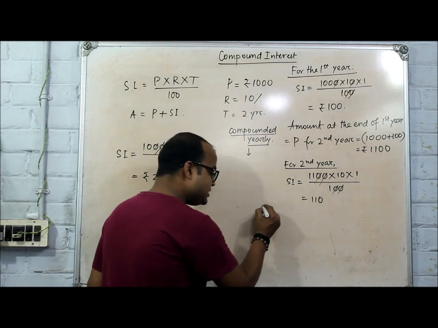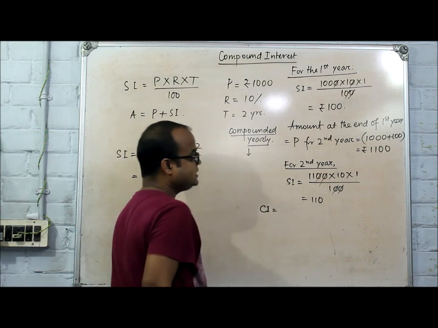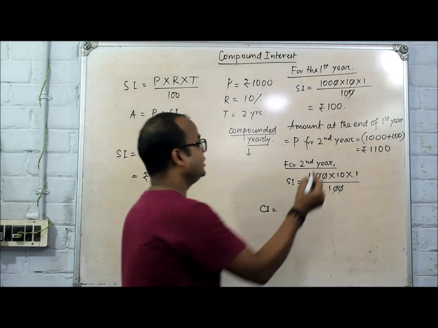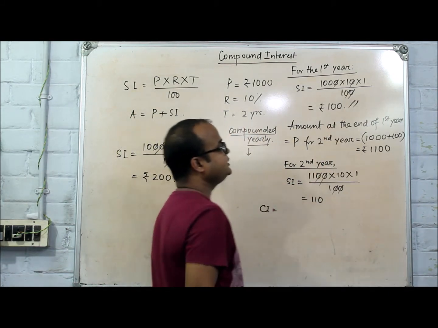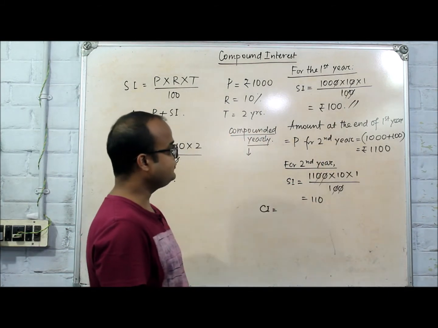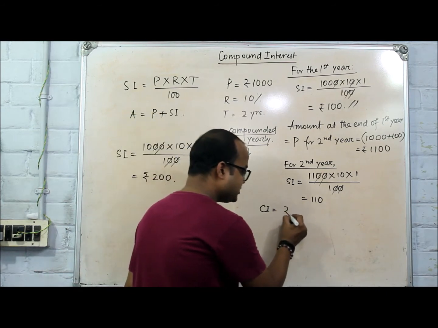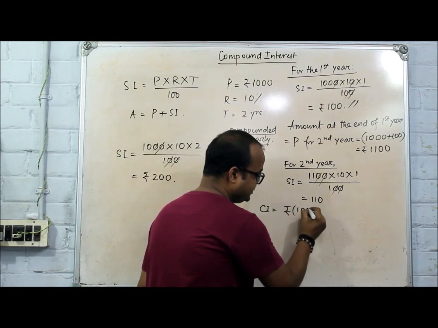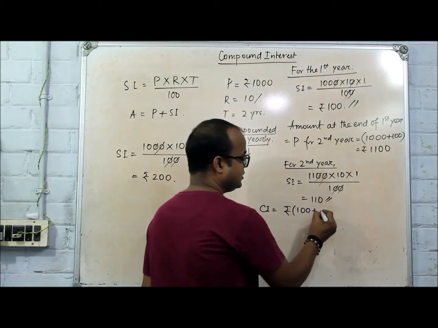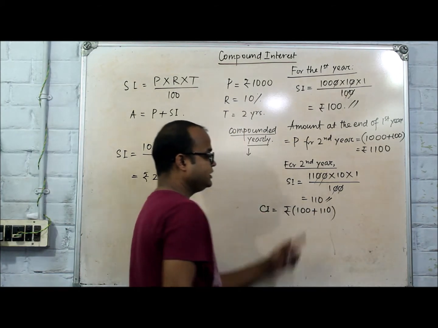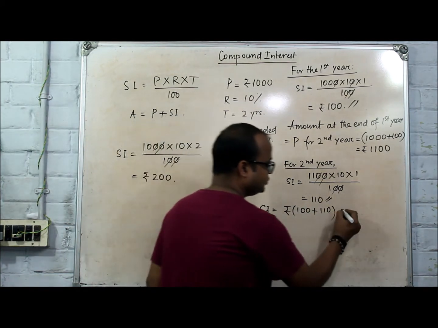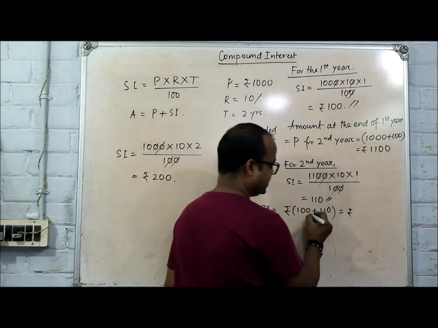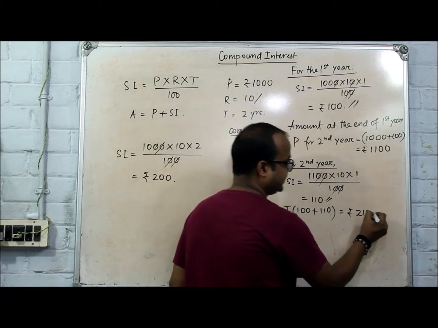So CI is equal to, whatever interest you earned in the first year, you earned an interest of 100 rupees in the very first year. So rupees 100 plus 110. That is your interest for the second year. So total interest earned is equal to 210.